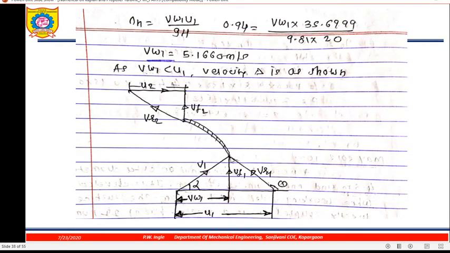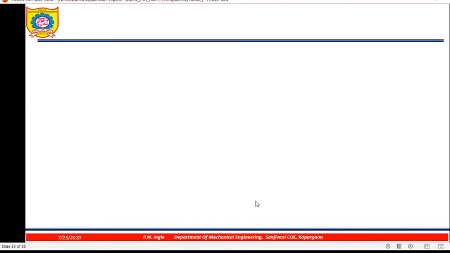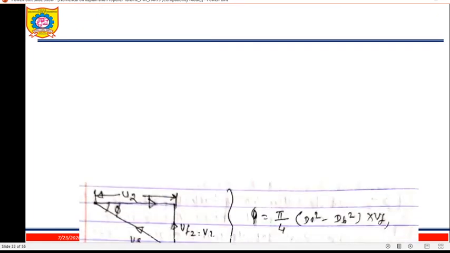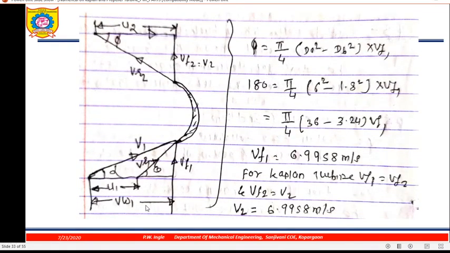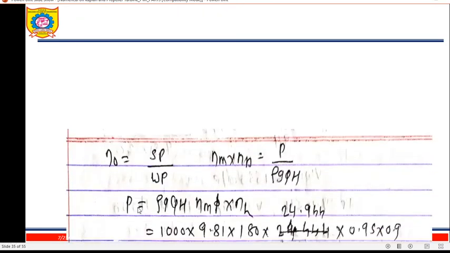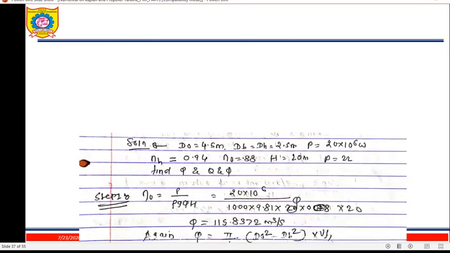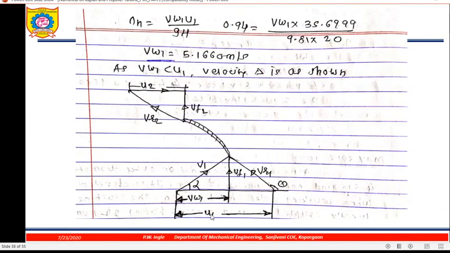Okay, so U1 is more. So obviously your velocity triangle will be modified like this. This is very important. While doing calculation, you must see which value is more. If U1 is more, the triangle will be like this. Otherwise, there will be a normal velocity triangle. You see here, I will show you the normal velocity triangle. This is the normal velocity triangle. Which value is more? VW1. But here, which value is more? Yes, U1. Okay.